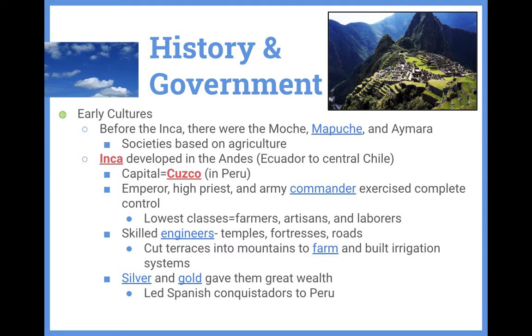So they live in the mountains in the Andes here, and you can see how they cut terraces into the mountains in order to farm, and they even built irrigation systems. But there was a lot of silver and gold that gave them great wealth, and this is eventually going to lead to the Spanish conquistadors coming to Peru in search of that gold.